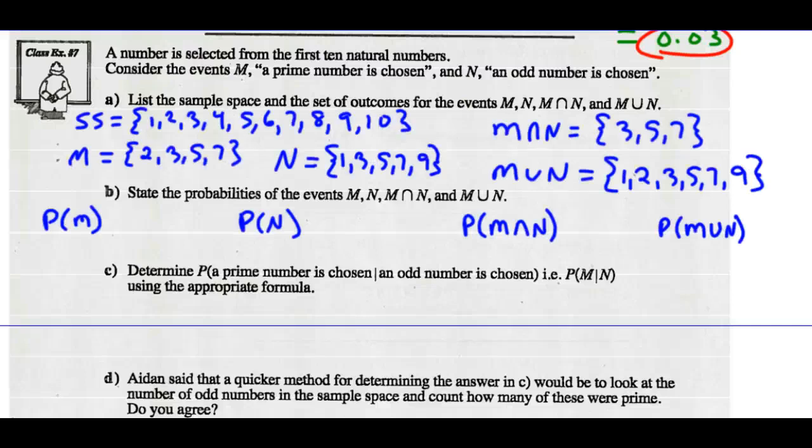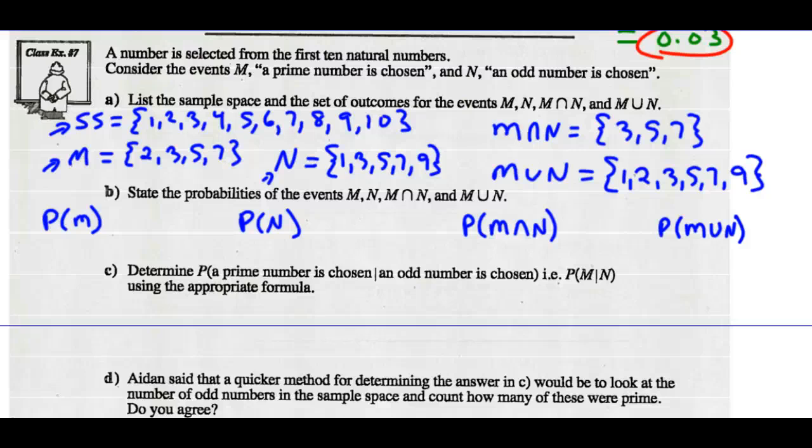All right, so the sample space is listed right here. A prime number is chosen, that's M: 2, 3, 5, 7. An odd number is chosen, that's N: 1, 3, 5, 7, 9. M intersect N, which ones are common? 3, 5, and 7. M union N, put them all together: 1, 2, 3, 5, 7, 9. Great. Part B, state the probabilities of the events M, N, M union N, and M intersect N.